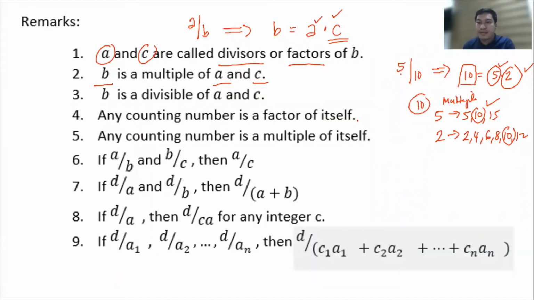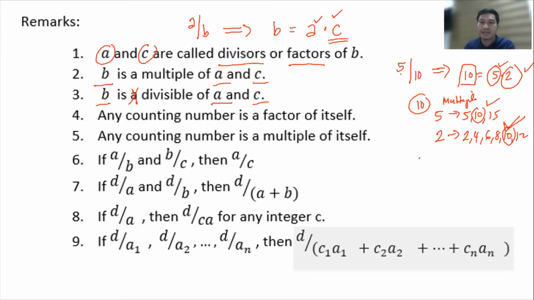So we can see in this example that 10 is also a multiple of 2. Now let's go for the remark number 3. B is divisible of A and C. Is it correct that B is divisible of A and C?